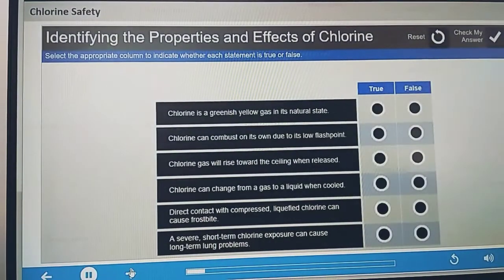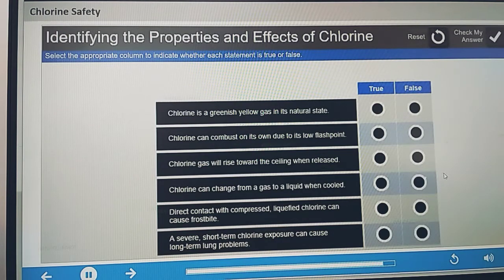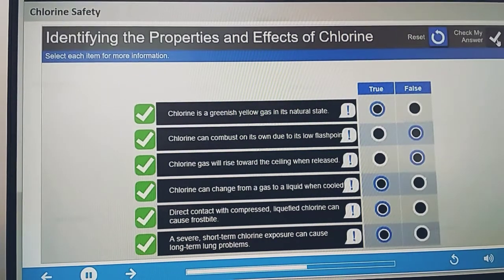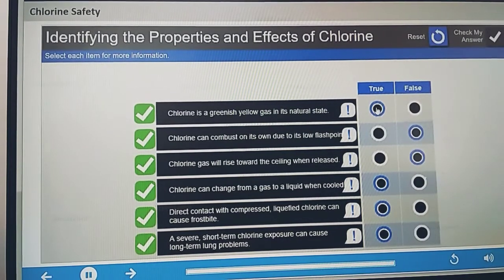A practice exercise to test your knowledge. Read each statement at the left regarding the properties and effects of chlorine. Select the appropriate column to indicate whether that statement is true or false. When you are finished, select the Check My Answer button to see how you did and why your answer was correct or incorrect.